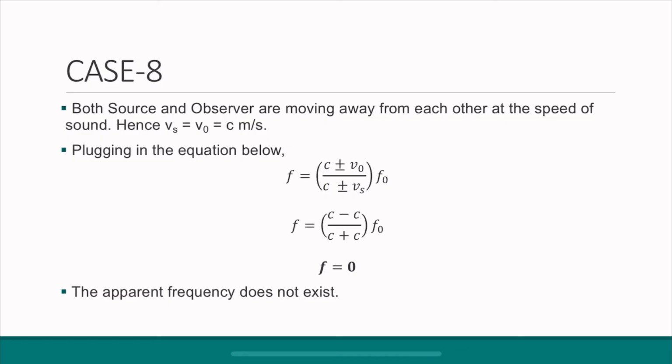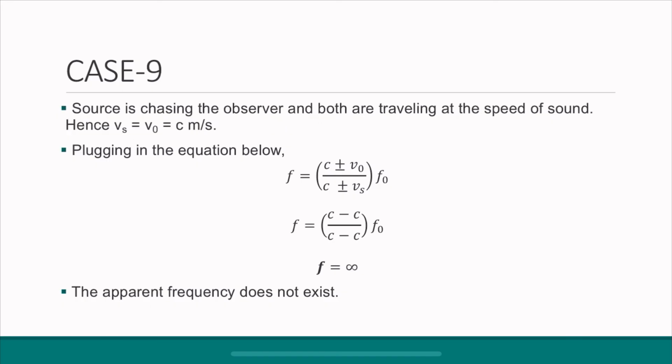And the next case is both are moving away from each other, so they cross each other and they're continuing to move in opposite directions at the speed of sound. Again, the apparent frequency does not exist because they both are moving at the speed of sound. So in order to even hear sound, one has to travel slower than the speed of sound, or sound waves have to travel faster. So that's not happening here, so they don't register any sound waves.